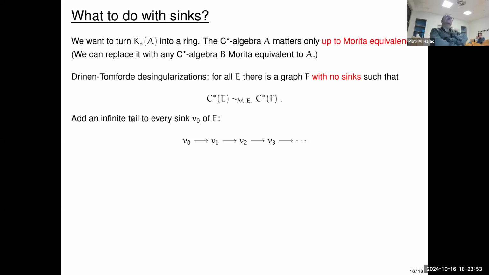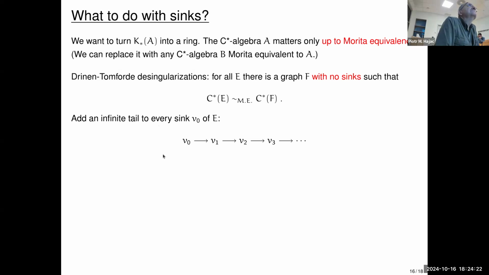Okay, so I think that if it is row finite, the desingularization is just adding a tail, both to sinks and infinite emitters. But if it is not row finite, maybe you need also these branching vertices. So you need something lower. In particular, if V0 is a sink of E, then to desingularize it, you just add an infinite tail, which is what you see on the screen.